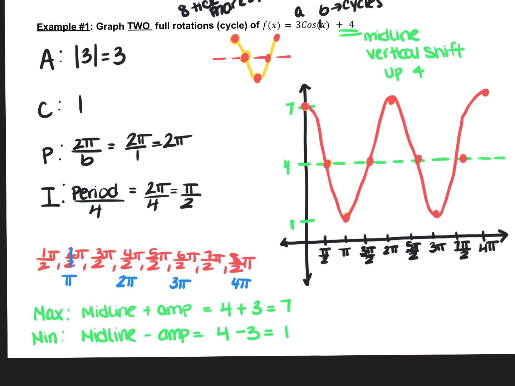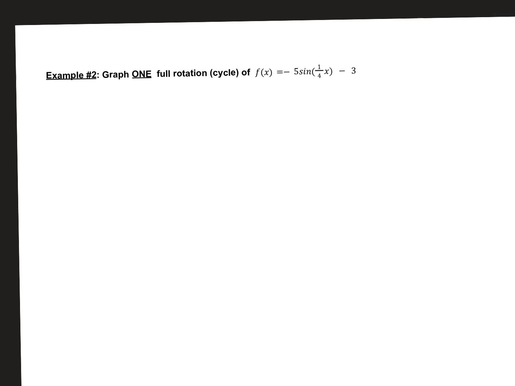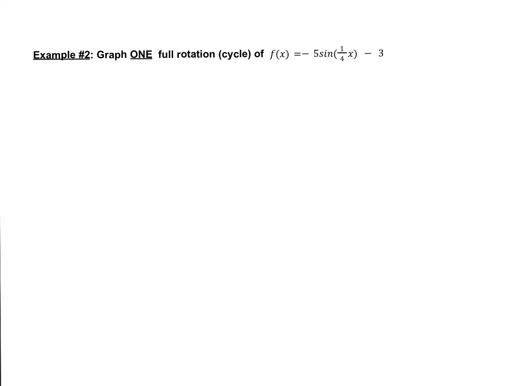All right, let's see if we have another problem to try. This one is now asking us to graph one full rotation of a -5 sine graph. I'm just going to start this off for you. A sine graph is negative, so if this is my midline, it's going down, up, down. Wherever your midline is, that's where you're going to start.